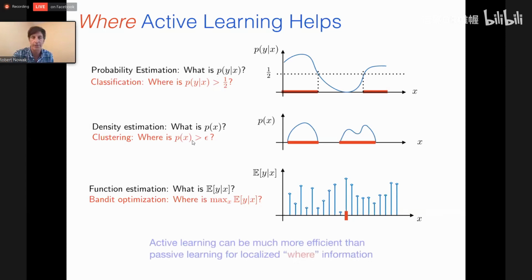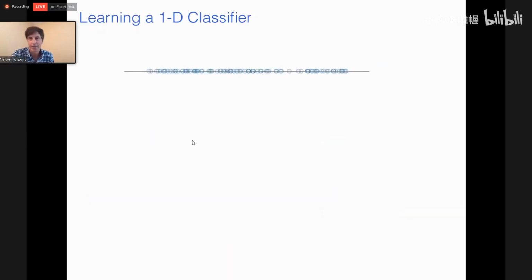So in all these situations, the point here is that active learning can be much more effective and efficient than passive learning for localized where information questions. Okay. Now, let me illustrate this in probably the simplest sort of example, and that's learning a one-dimensional, single threshold classifier. So here what I'm showing you at the top is just a bunch of unlabeled examples in 1D. Here's the entire labeled data set. And then here would be the decision boundary that we want to learn in this case.